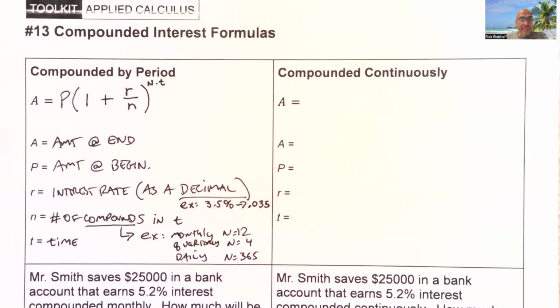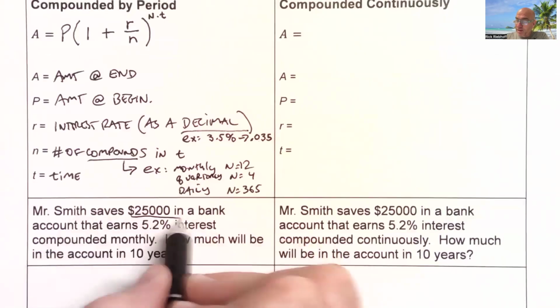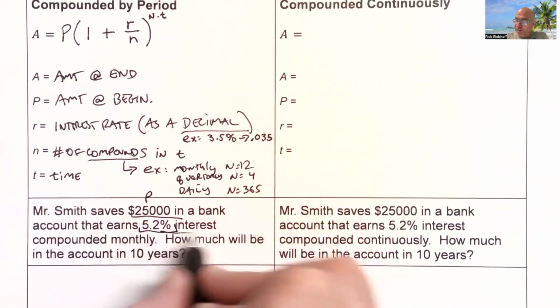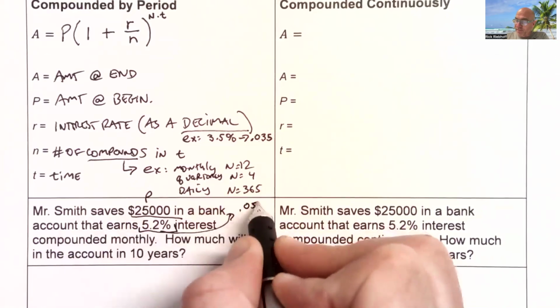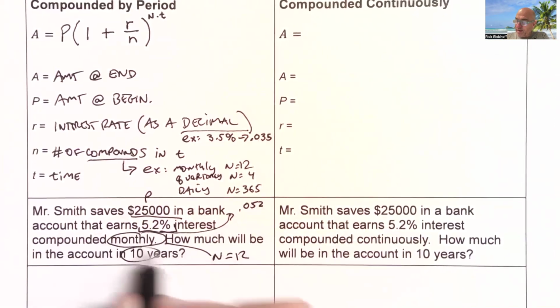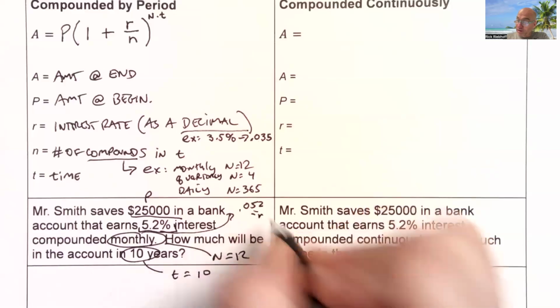All right, so let's use it. Mr. Smith saves this much in a bank. That's the P, the principal right there. That earns 5.2% interest, so that's 0.052 as a decimal. Compounded monthly. As soon as I see that, I know N is equal to 12. And then how much is going to be there in 10 years? So T is equal to 10. I think I've got everything that I need, right? This equals little r.